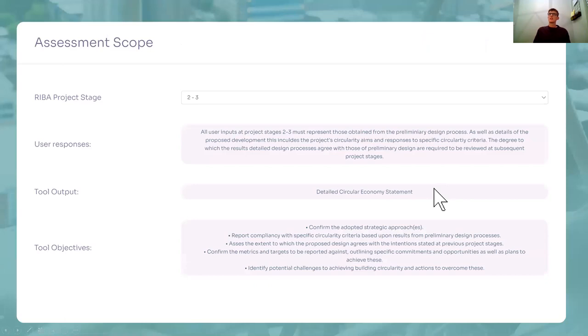So this is the first page of the tool. It's the assessment scope. This is just outlining the objectives and the user responses required at that project stage, which is really important for effectively incorporating these principles and criteria from the outset of the project and then continuing to incorporate them and support these criteria throughout the project.